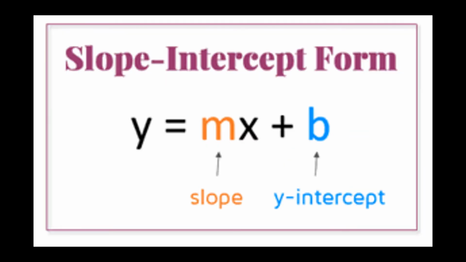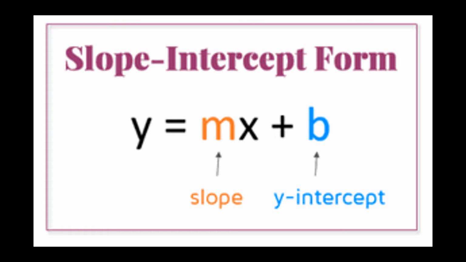Okay, so we already talked about the slope-intercept form a little bit, but as you can see, the slope-intercept form is y equals mx plus b, where m is our slope and b is our y-intercept. And this is normally the form that you would see a linear equation in.